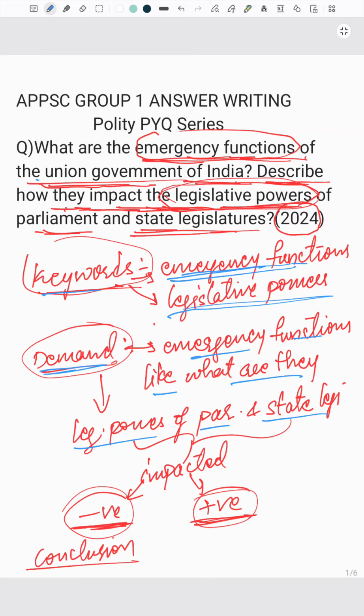So today we understood how we need to write. The major point of today's class video discussion is that impacts can be positive and negative, and the conclusion should be balanced. Please ensure these things in your exam so that you can get a very good merit score. Thank you.